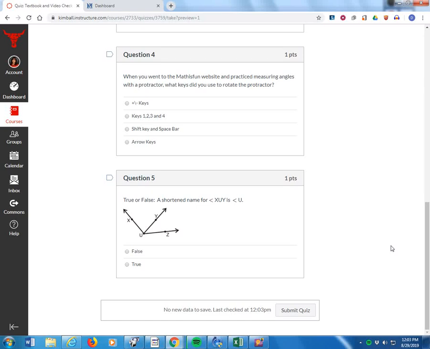And then finally, true or false, a shortened name for angle XUY is angle U. That's false because there's two angles at that vertex. If I call it angle U, I'm not clear as to which angle you're talking about. It could be XUY, it could be YUZ. I don't know which. So you can never call an angle by a single letter if more than one angle is at that vertex. So you have to call it with 3 letters. Yep. So that would be false.